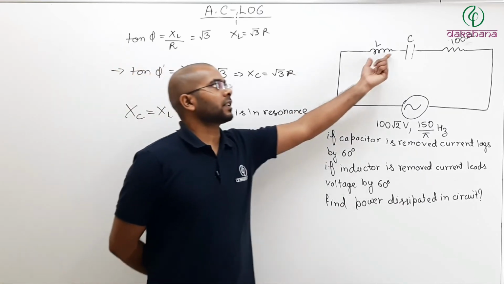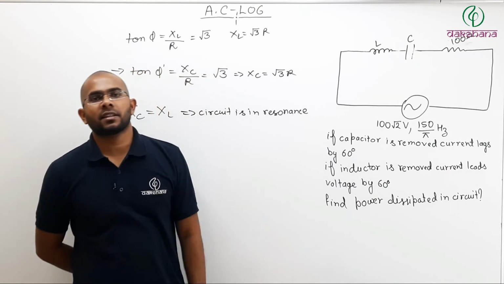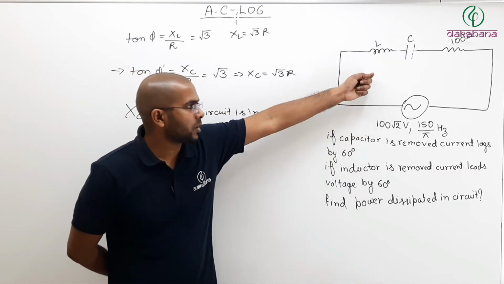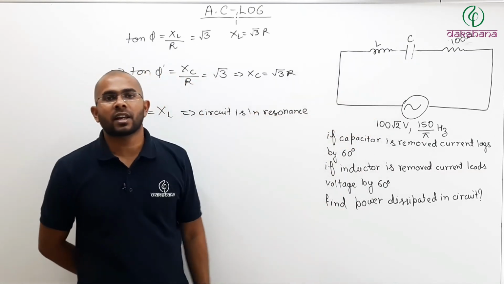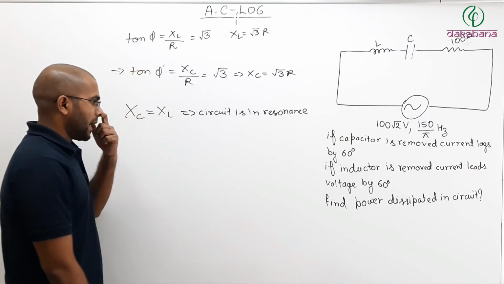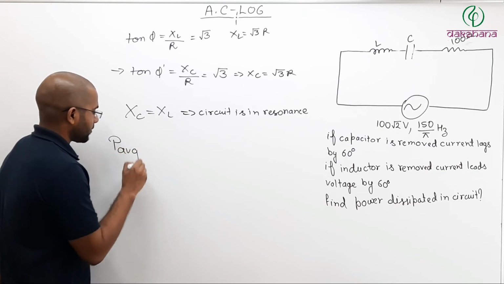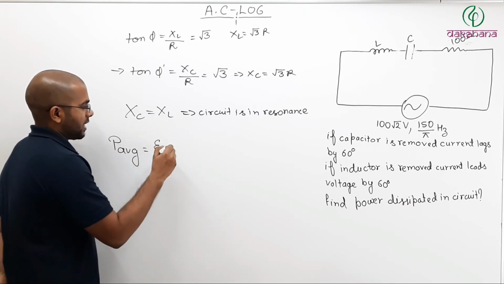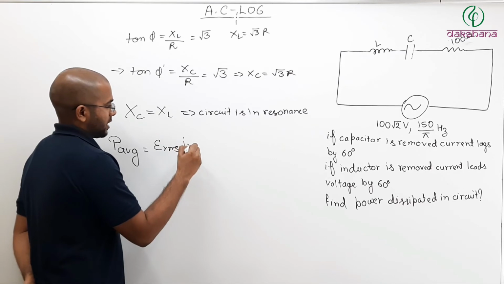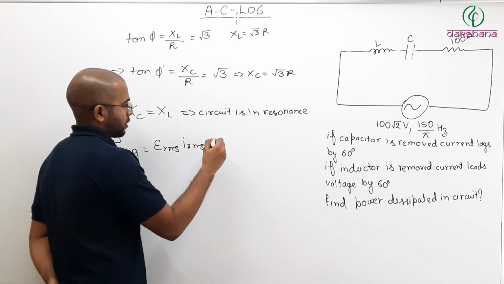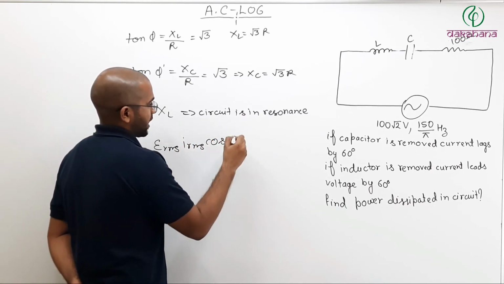Meaning the inductor and capacitor are cancelling each other's effect, and this circuit will behave like a purely resistive circuit. So find the power dissipated in the circuit. What is power? P average is ERMS times IRMS times cos of, let us say, phi double dash.